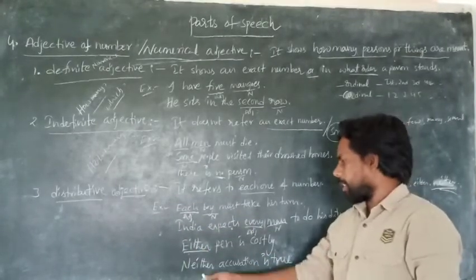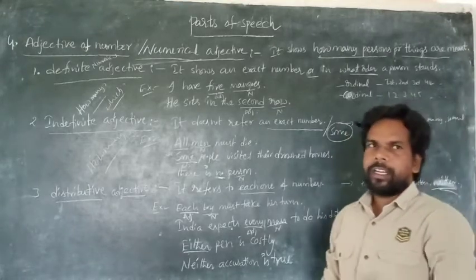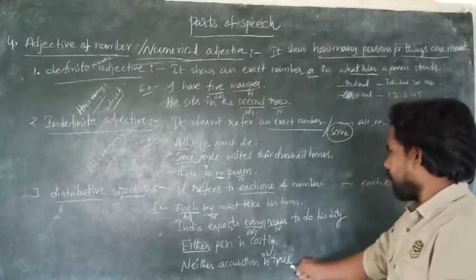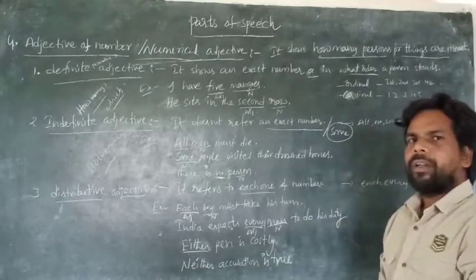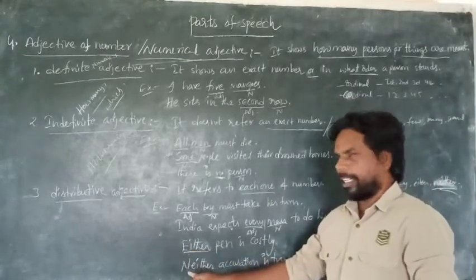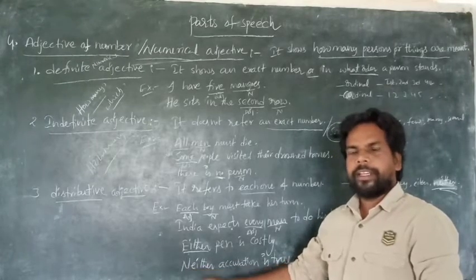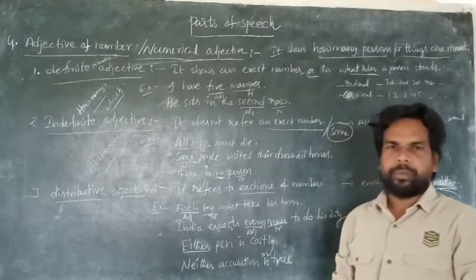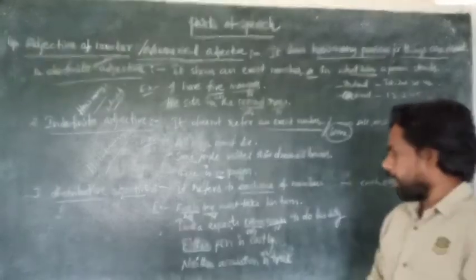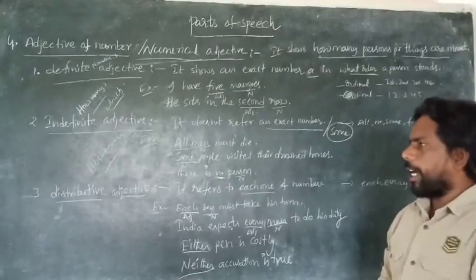Next one, neither accusation is true. Accusation means ninda, blame, in Telugu. Neither accusation is true. Neither means no accusation is true. Here positive, here negative. Here one, here none. All accusations are false. Is it clear? Here neither is called a distributive numerical adjective.